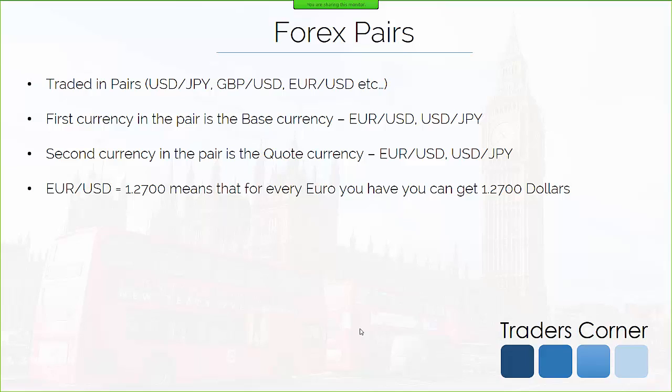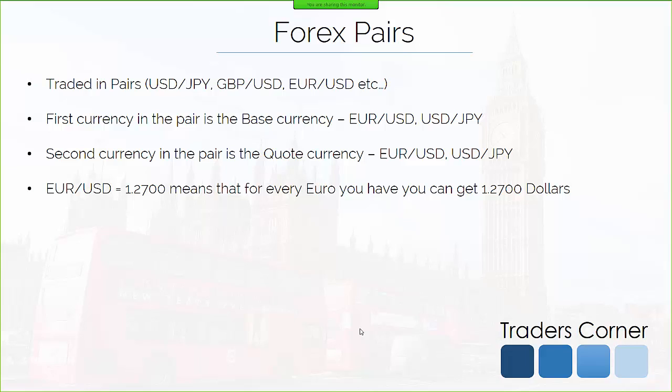In these currency pairs, the first currency in the pair is the base currency. So euro dollar, euro is the base currency. Dollar yen, the dollar is the base currency. And the second currency in the pair is the quote currency. So in the euro dollar, the dollar is the quote currency. Dollar yen, the yen is the quote currency.